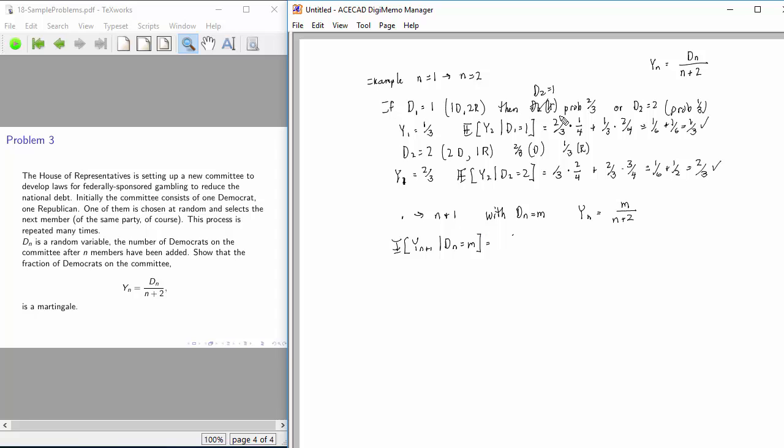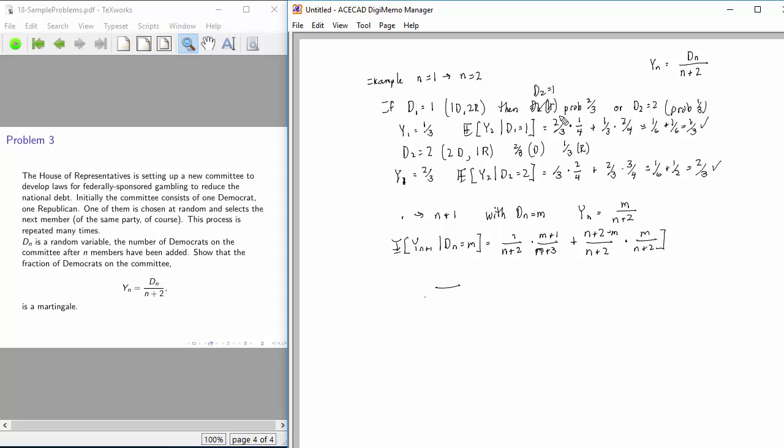Okay, we've got m Democrats out of n plus 2 members, so that's the probability that the Democrats get to pick the new member, in which case there are m plus 1 Democrats out of n plus 3 members, or one of the n plus 2 minus m Republicans out of n plus 2 members gets to pick the new member, in which case there are still m Democrats, but now out of n plus 3 members.